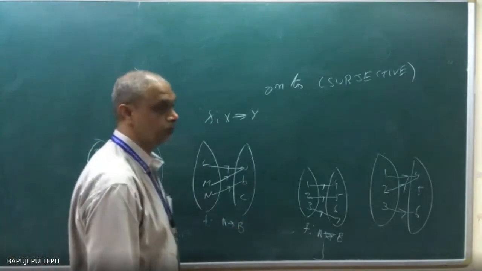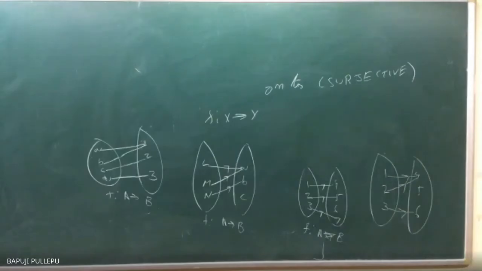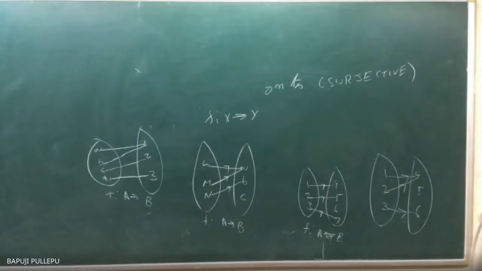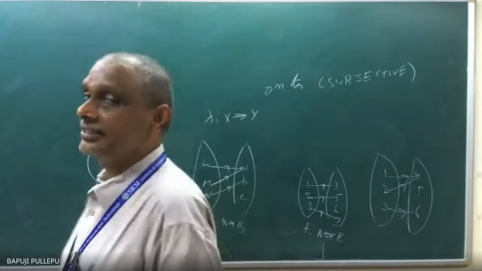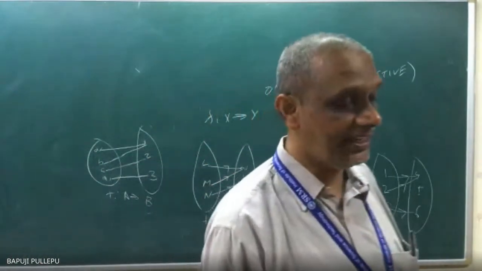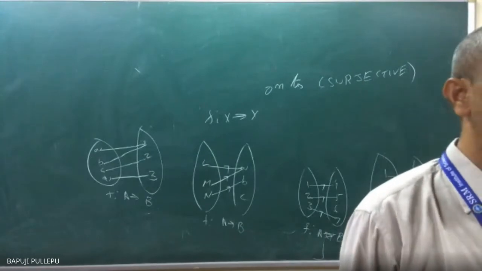Is it onto? No, sir. Why? Sir, because C does not have a pre-image. C does not have a value in the domain. What is that name? Right or wrong? Speak out. Nothing else, pre-image. That I want, the proper name. So C doesn't have a pre-image, so it's not onto. Any problem?